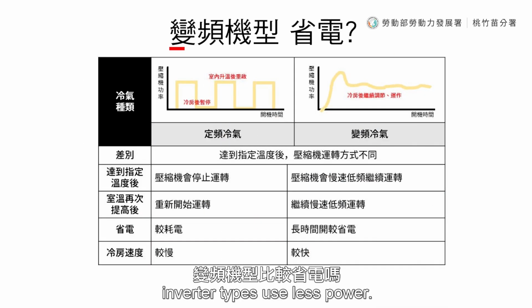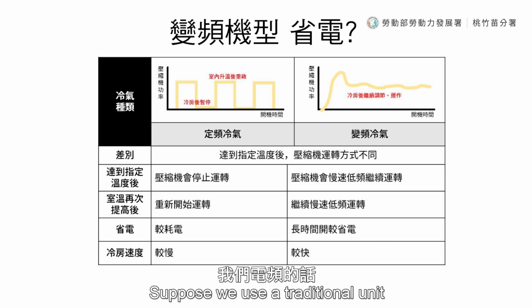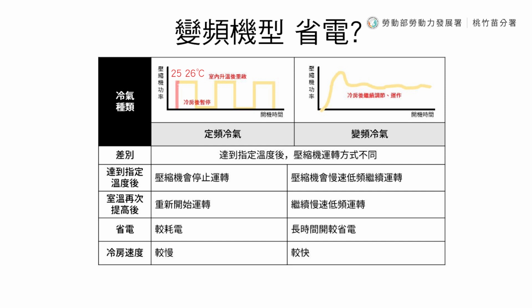You may wonder if inverter types use less power. Take a look at this chart. Suppose we use a traditional unit and set the temperature at 25 or 26 degrees. When the temperature reaches 26 degrees, it will stop.